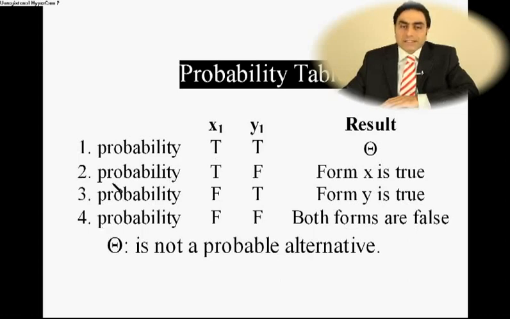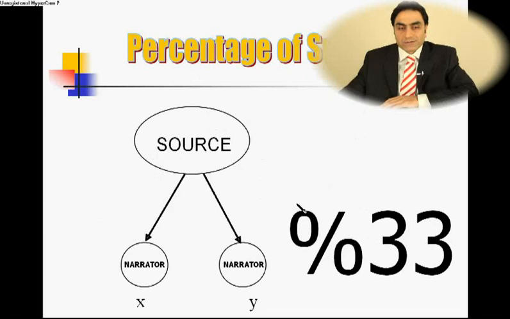So in this case there are 3 valid alternatives, and according to these 3 valid alternatives, 1/3 probability is form X is true, and 1/3 probability form Y is true, and 1/3 probability says that both of them are false. So the percentage of success is 33% for each of them.